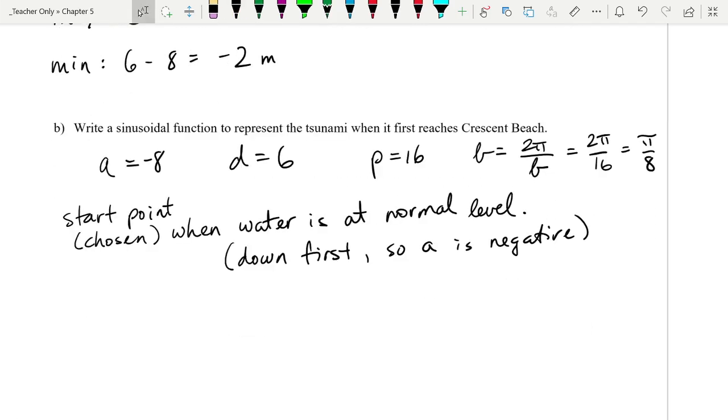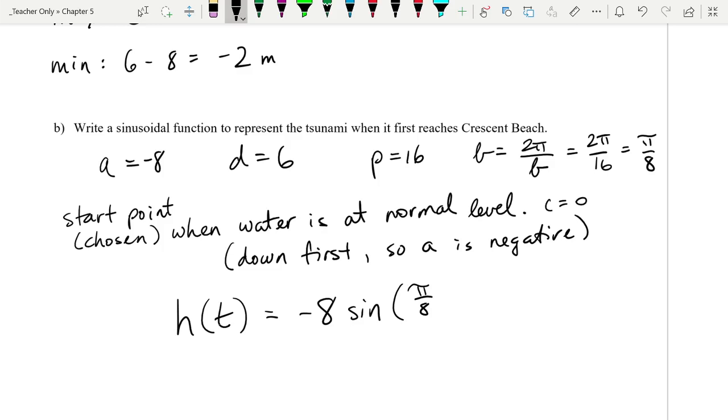Let's write it in function notation. Height as a function of time is negative 8 for A, sine. One of the perks of using the starting point at 0 is that my C value is 0. So I guess I could write that down. That means C is 0. So I can just open a bracket and say that it's B times my variable t, and I don't have to worry about plus or minusing anything because I'm not shifting left to right, plus 6.